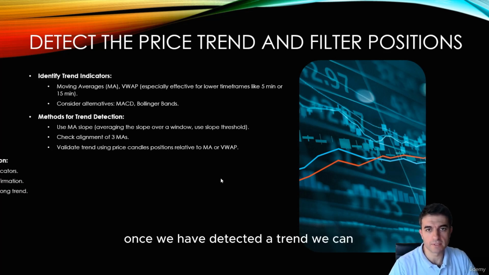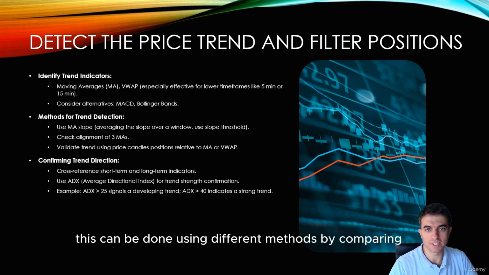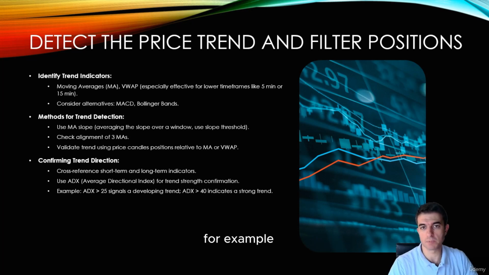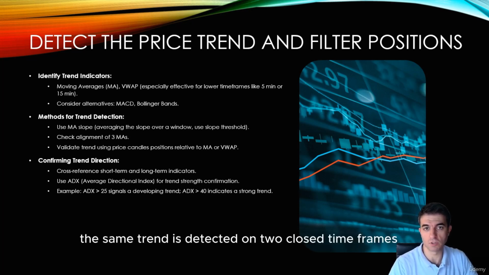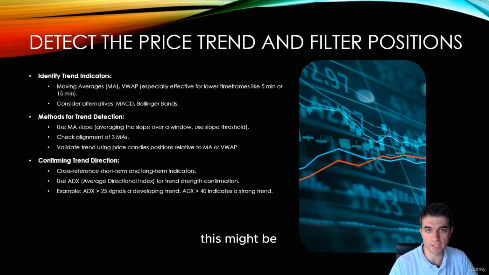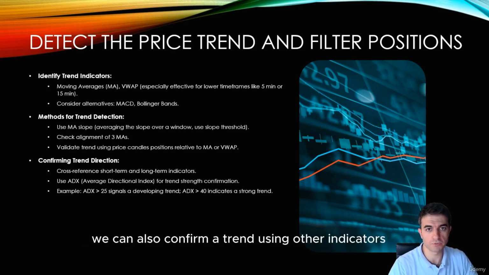Once we have detected a trend, we can confirm the direction and the validity of the trend. This can be done using different methods by comparing, for example, short-term and long-term indicators. If the same trend is detected on 2 close time frames, this might be a good indicator that a trend is established. We can also confirm a trend using other indicators.